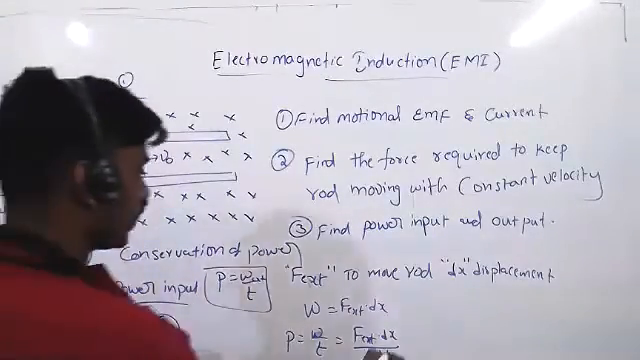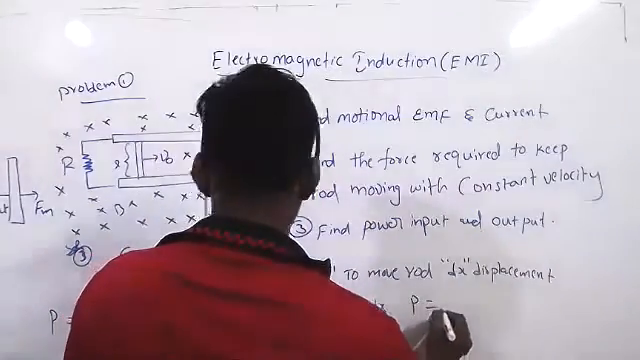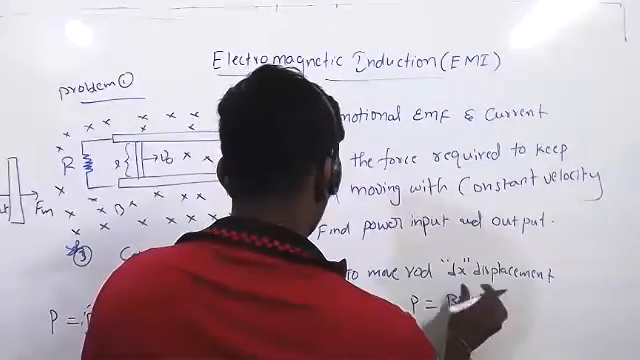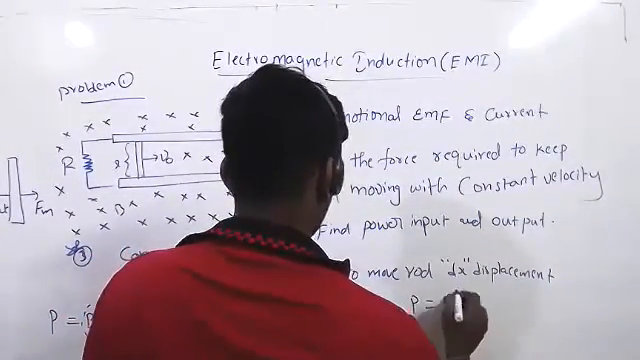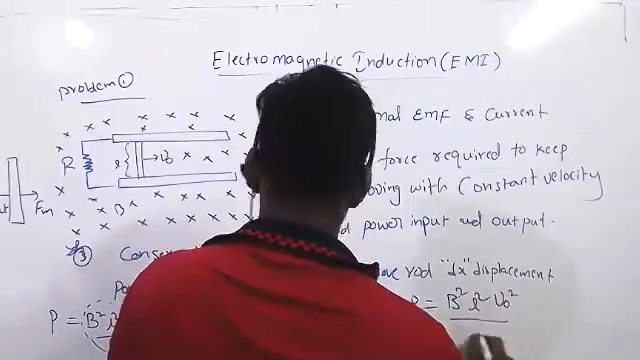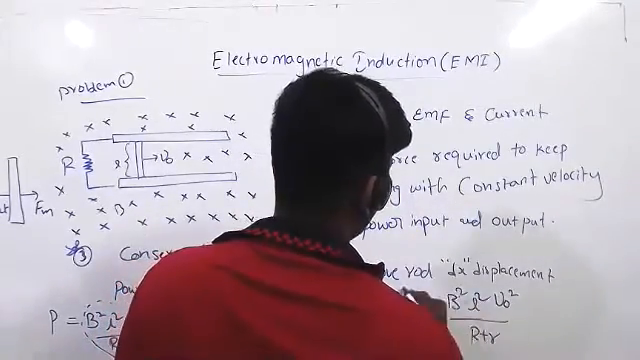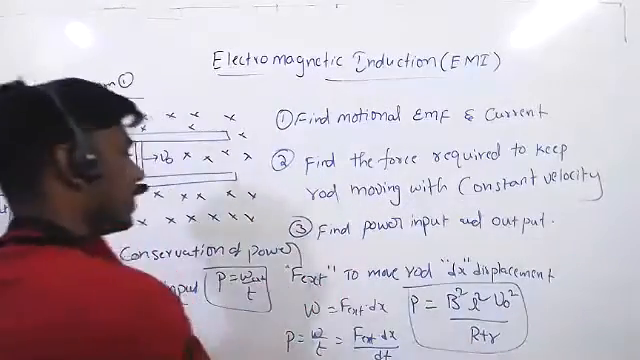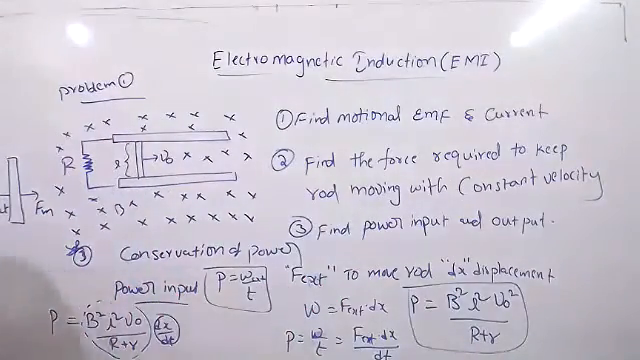So finally power equal to power input equal to B square L square V naught square by R plus R. This is the power we are using. We are giving input. That is the input power.